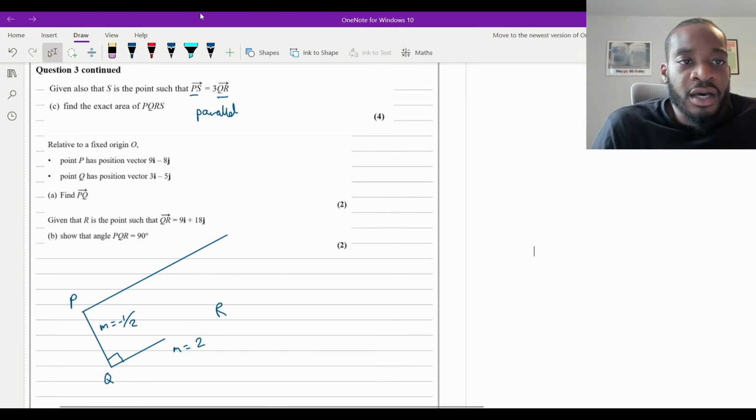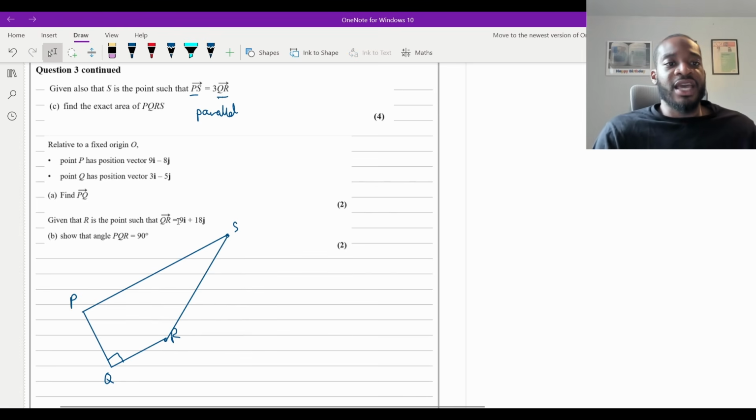Now, let's join this. Has to be S, and then obviously that's QR. So R is going to be there now, actually. And I'm going to get rid of the gradients because I don't think I need them now. And I'm going to join R and S together. So just like that, we've got a quadrilateral, and one pair of sides are parallel. This is a trapezium. So they'll ask us to calculate the area of a trapezium.